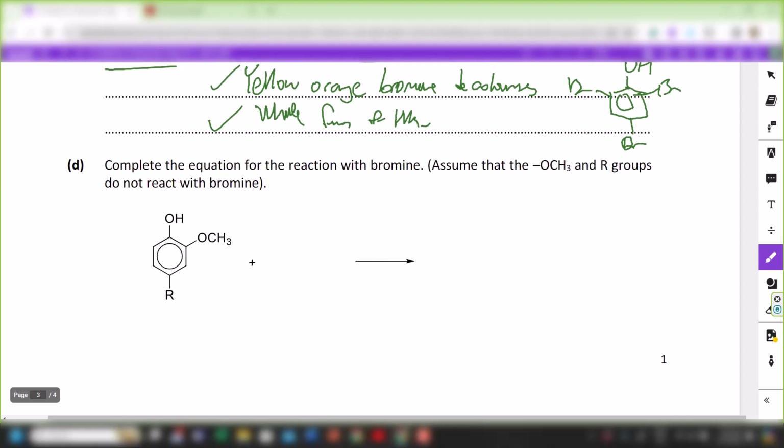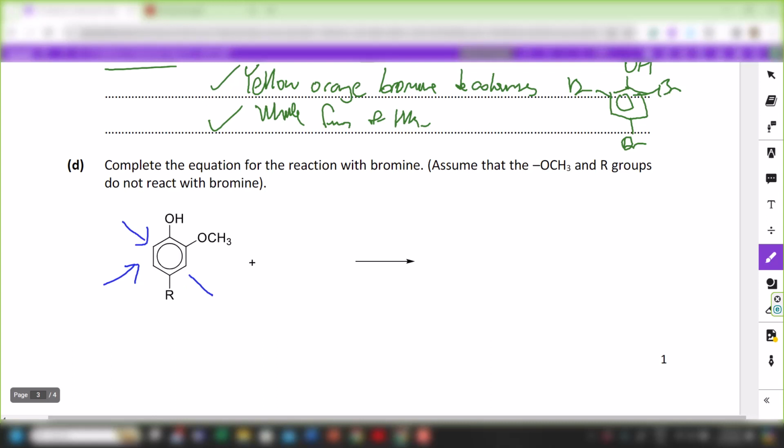Right, and then finally, over D, we are required to complete the equation for the reaction with bromine by balancing this particular equation. If you are looking at 2,4,6-tribromo, or rather, substitution at this position and this position, then you need to use more bromine in this case.